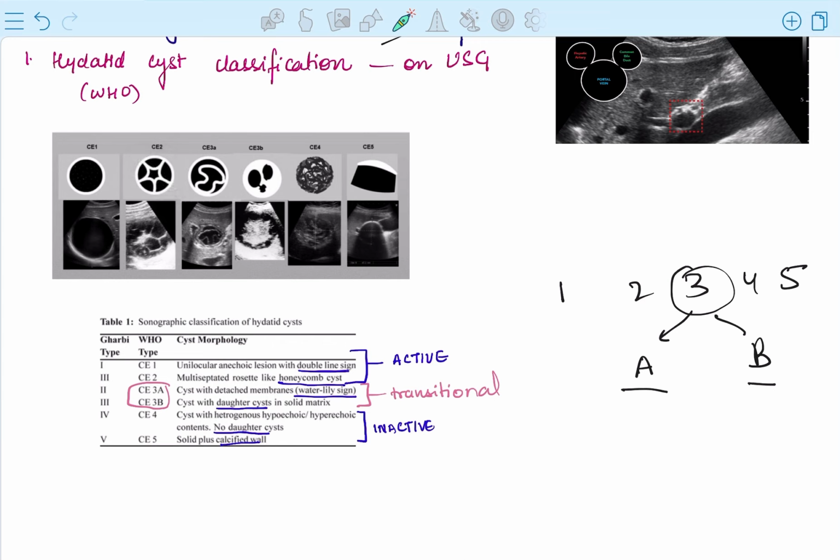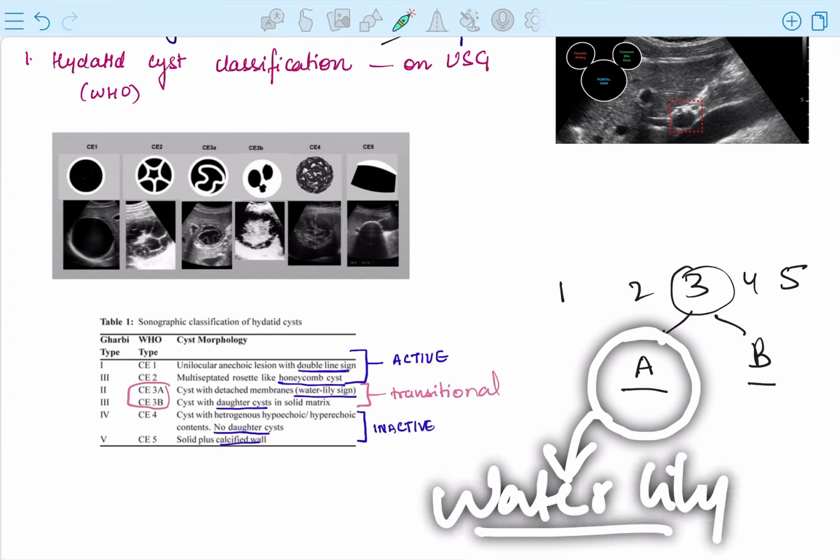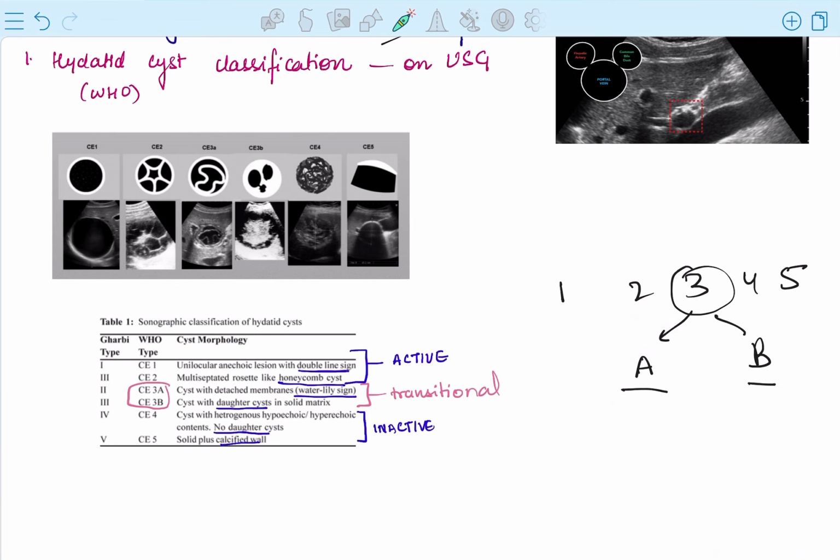The CE3 is further grouped into A and B. Remember, CE3A is what we call the water lily sign. It is a very important MCQ question. So in the water lily sign, you can see that the membranes are detached like this. So this is called the water lily sign. In CE3B, you can see lots of daughter cysts in the solid matrix. So the matrix is solid and you can see some small daughter cysts. And in CE4, now we are progressing to CE4.